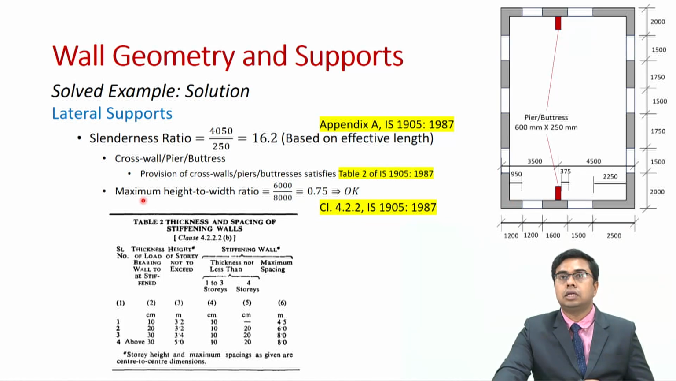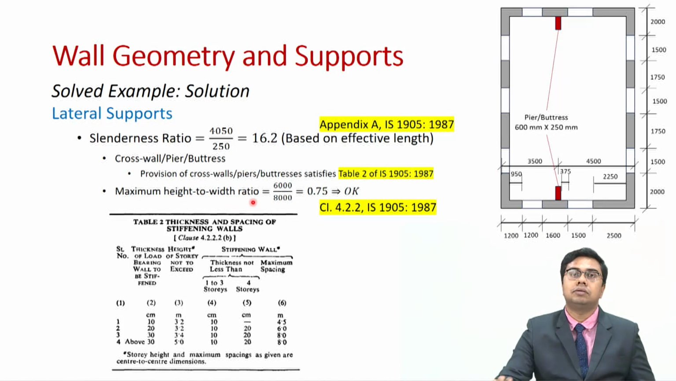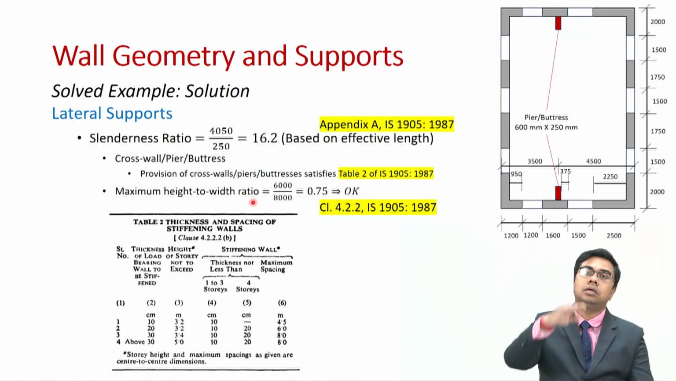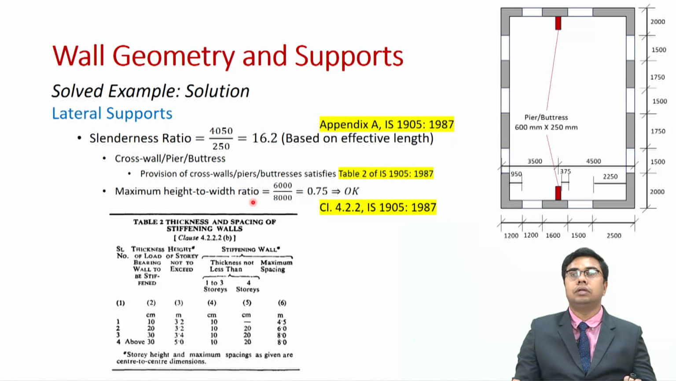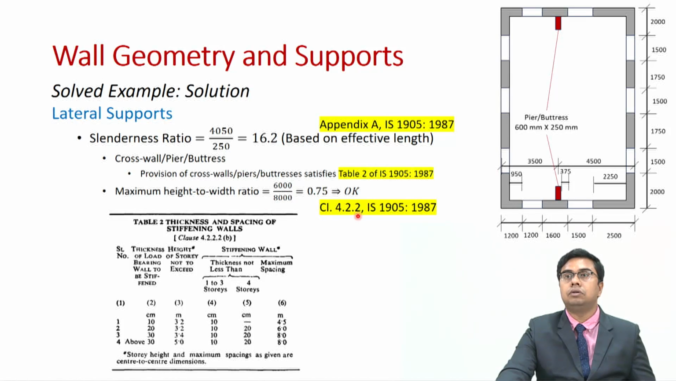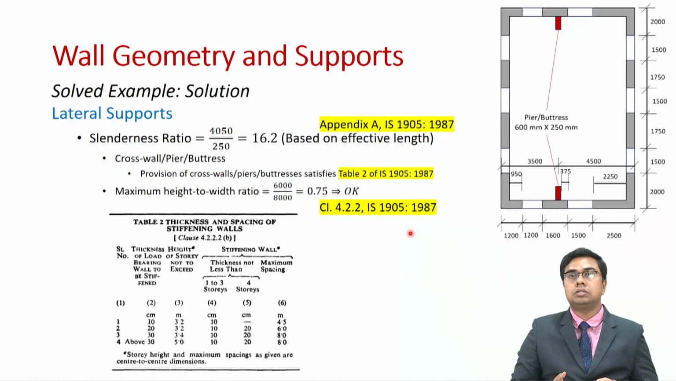Further, we also satisfy the maximum height to width ratio. In our case, what is the maximum height of the wall? Considering both the stories, it is 6000 mm and width is 8000. So, the height to width ratio is equal to 0.75, which is okay if you look into clause 4.2.2 of IS 1905. So, that is how we have been able to satisfy various constraints related to our lateral supports.